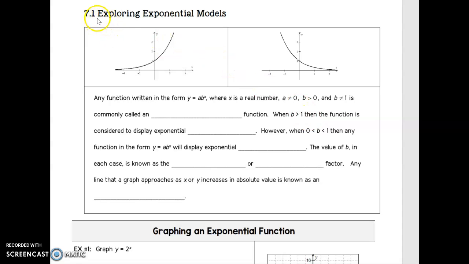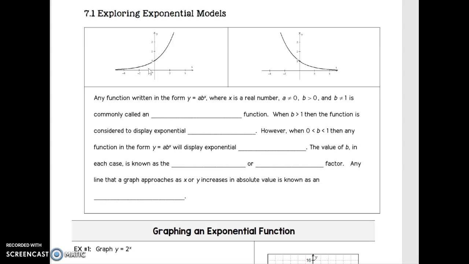Okay, 7.1, exploring exponential models. So in this lesson, we're going to talk about exponential functions. You can see these a lot when we're talking about money, investments, so savings accounts, or your auto loan or things like that.